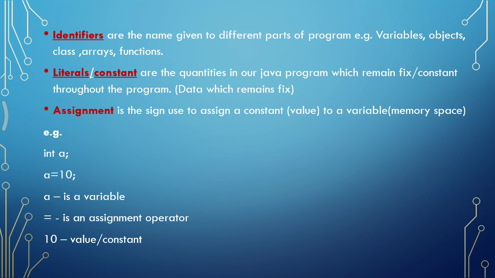The next is assignment. Assignment helps to assign a value to a variable. A variable is a type of identifier. It is a named memory space. So assignment is something which assigns a value to a variable. For example, int a = 10. Here a is a variable, equal to is an assignment operator, and 10 is a value or constant.